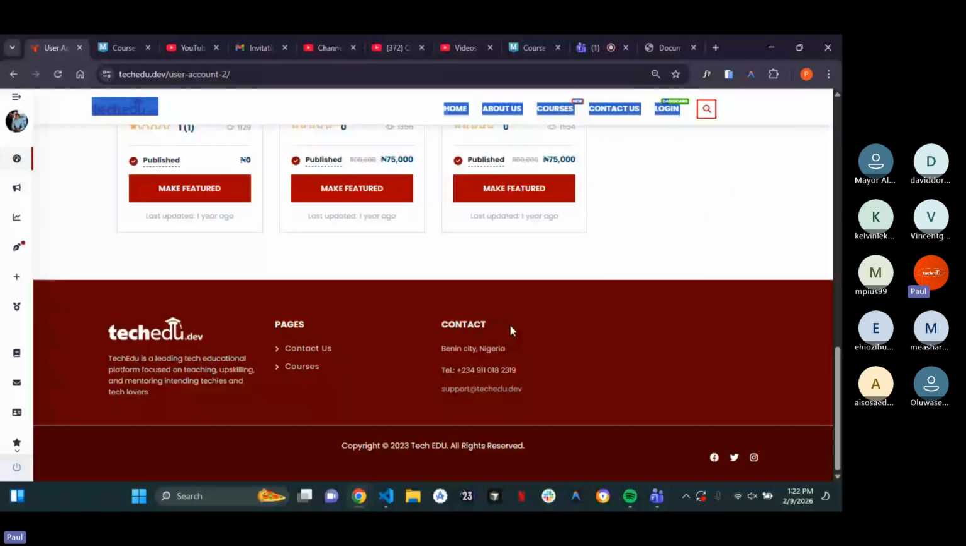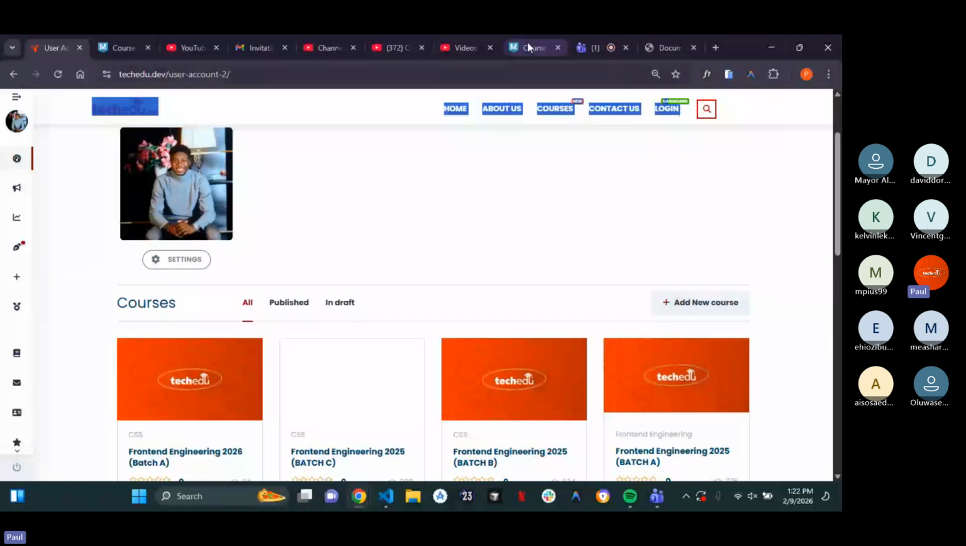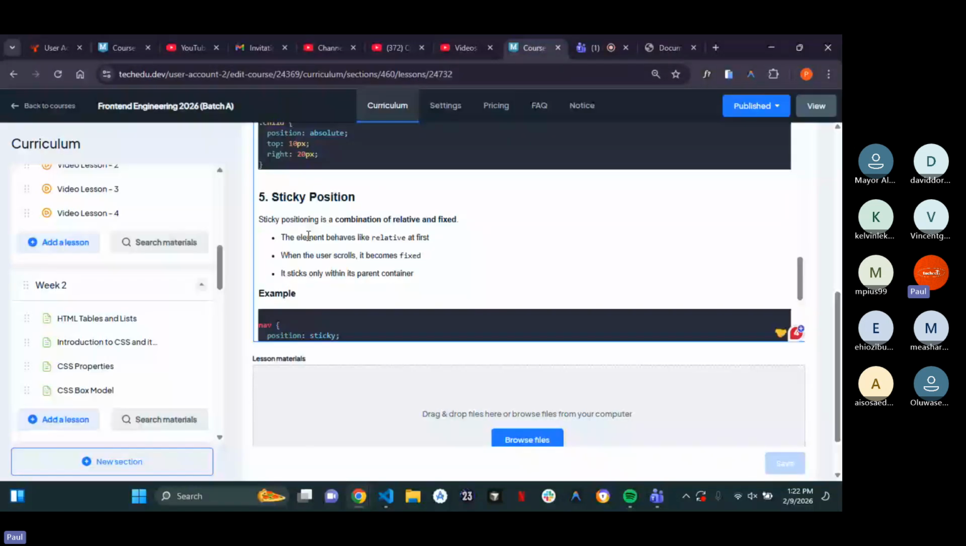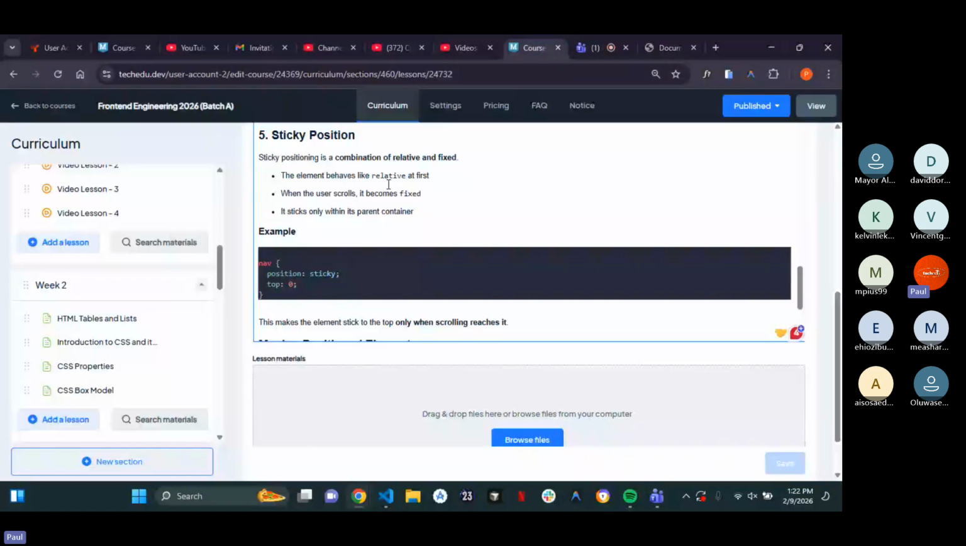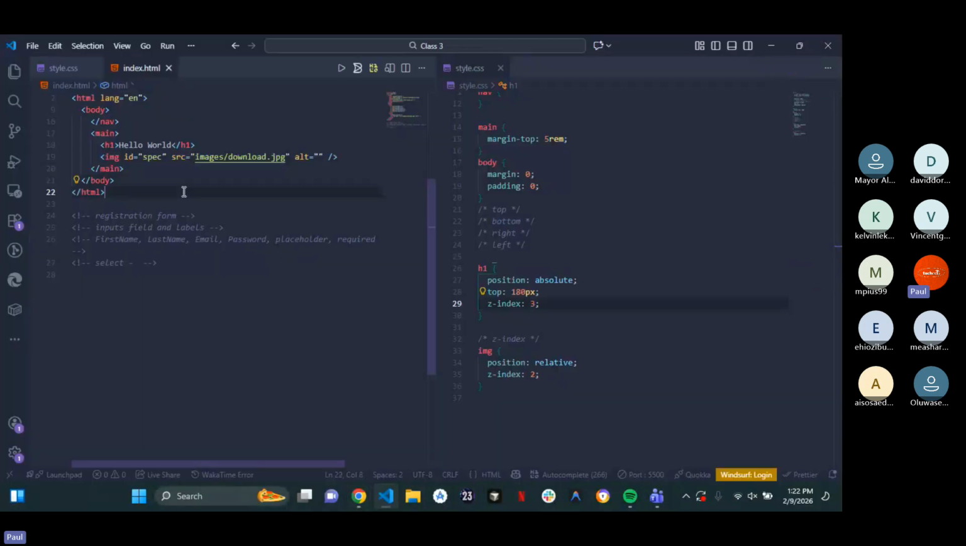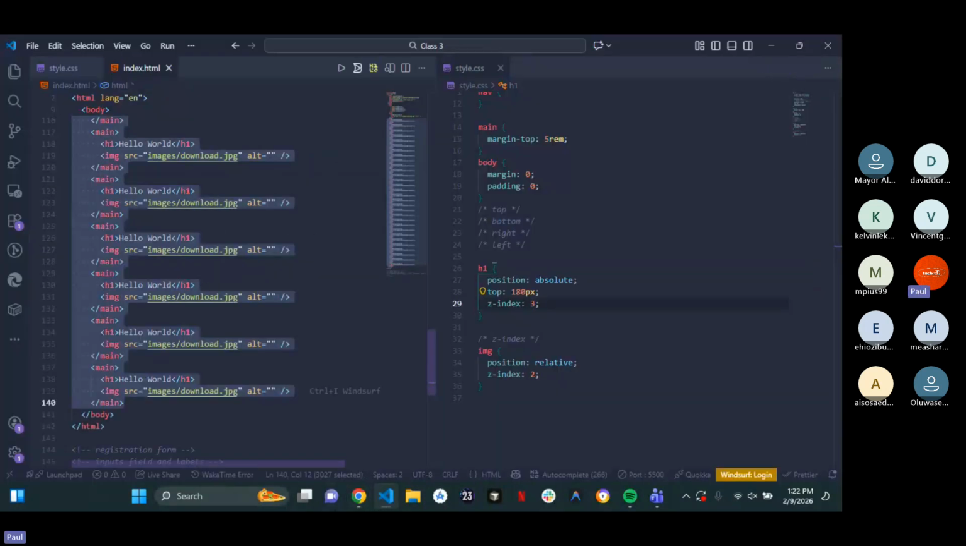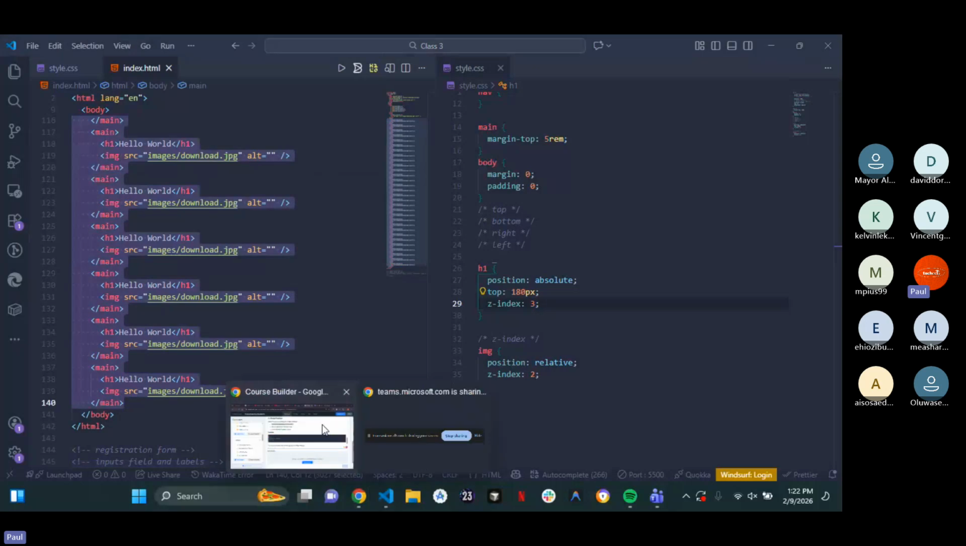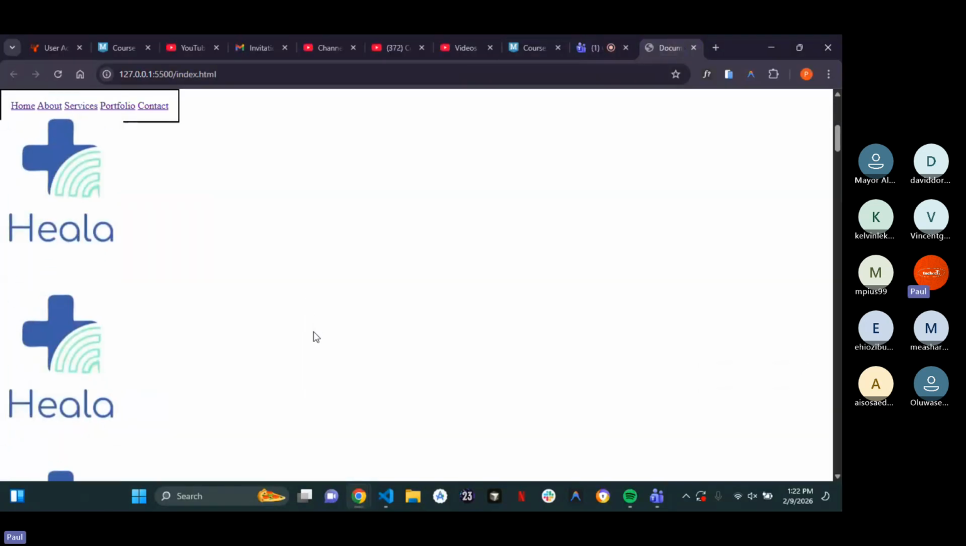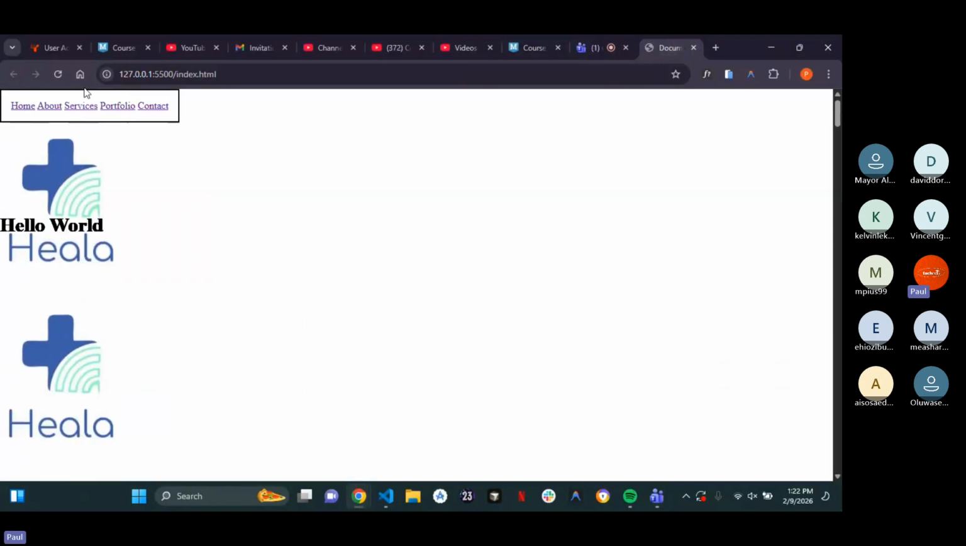So again, looking at this, it says the sticky position is a combination of both relative and fixed. The first thing is that the element behaves like relative first, that it moves. When the user scrolls, it becomes fixed, and it only sticks within its parent container. Now, let us use an example. Let's use this as an example.